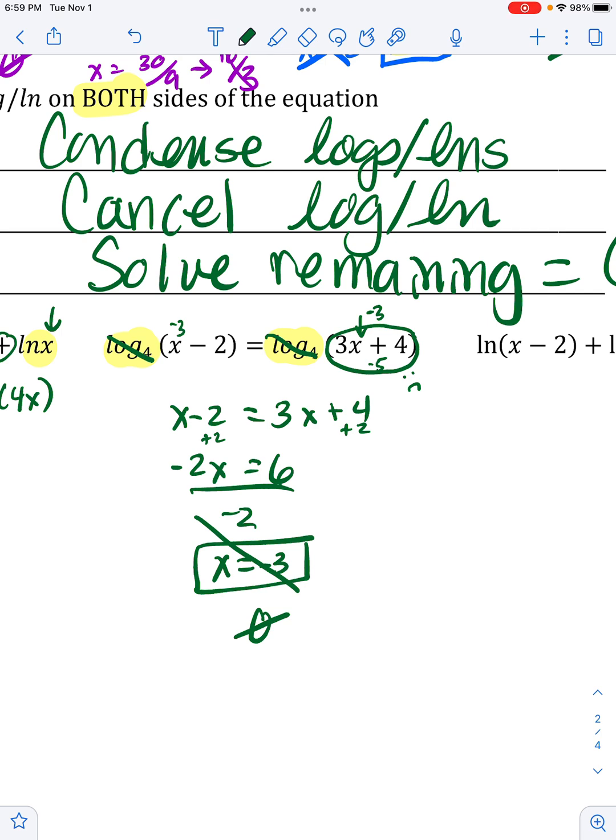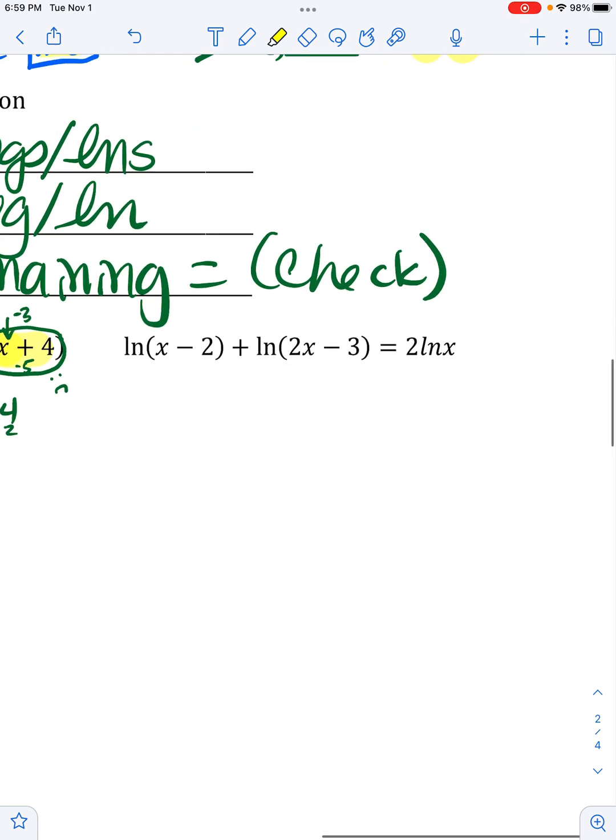Now on the test or quiz, you have to show your work to support the fact that you didn't get an answer. You can't just write no solution. You have to show that, hey, I got a negative 3. It's not wrong that it's negative, but when I plug it in here, it makes me take the log of a negative, which I can't do.